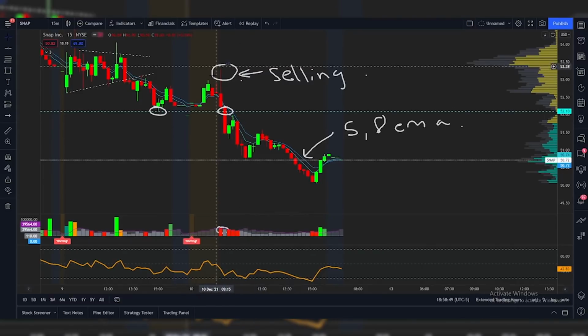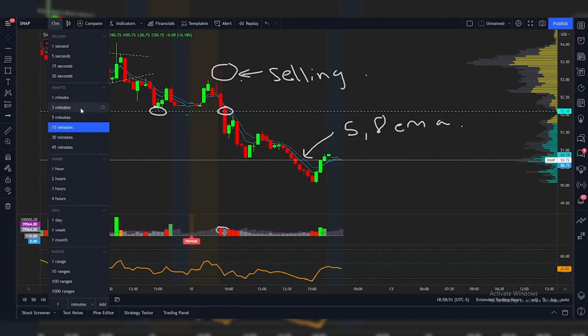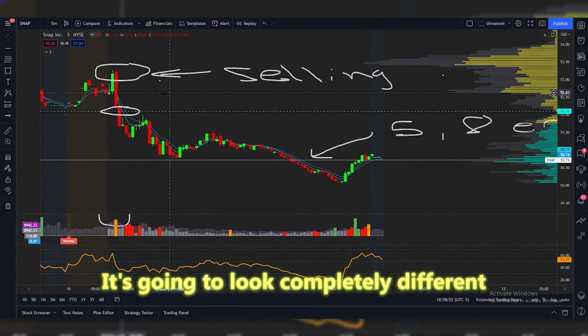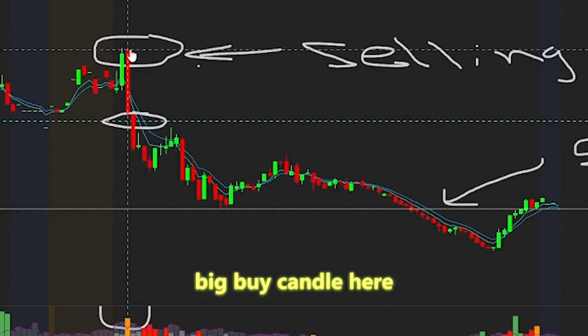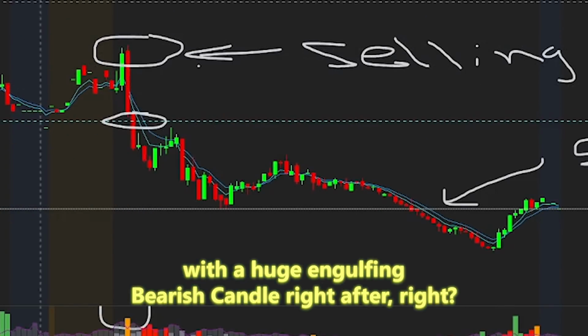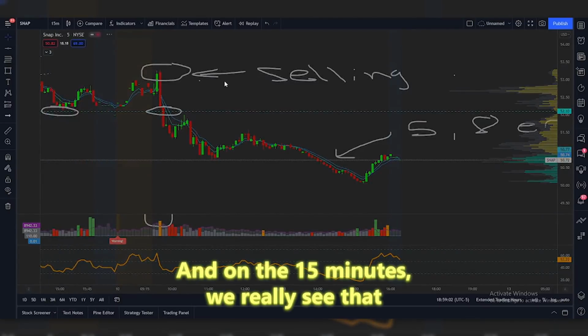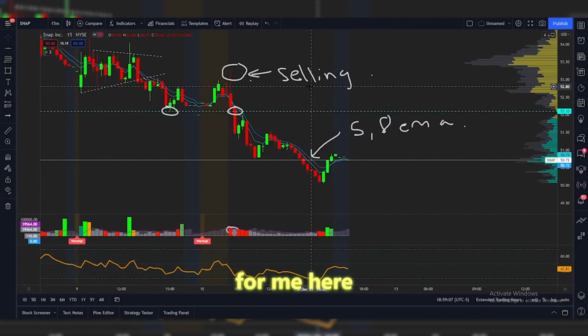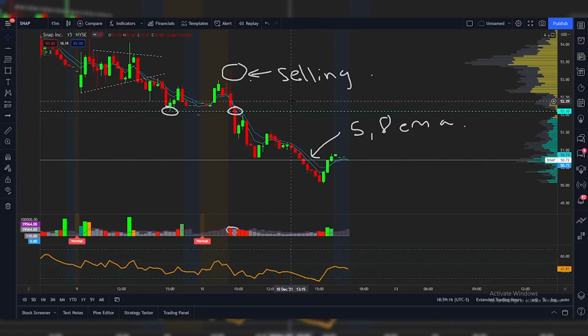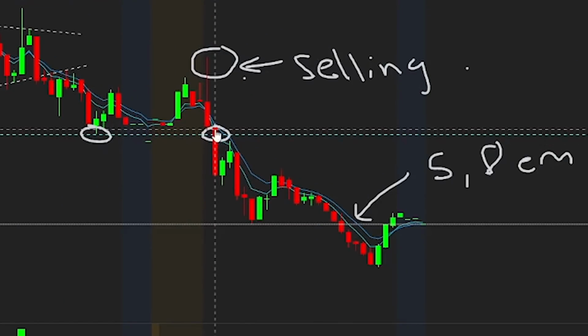That when it had this big topping tail, now if I go into the 5-minute, it's going to look completely different. We're going to have a big volume candle, or a big buy candle, here with a huge engulfing bearish candle right after, right? And on the 15-minute, we really see that, okay, this is a topping tail. We have almost an inverse hammer forming here, so it's setting the sentiment to be bearish on Snap for that day.